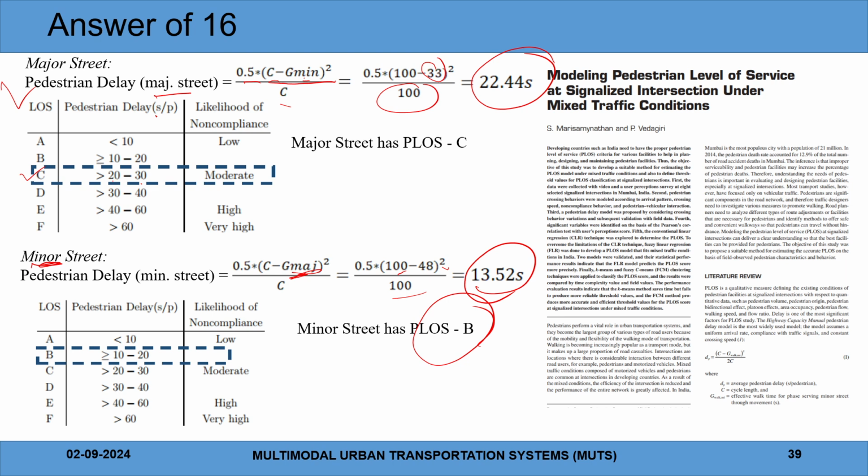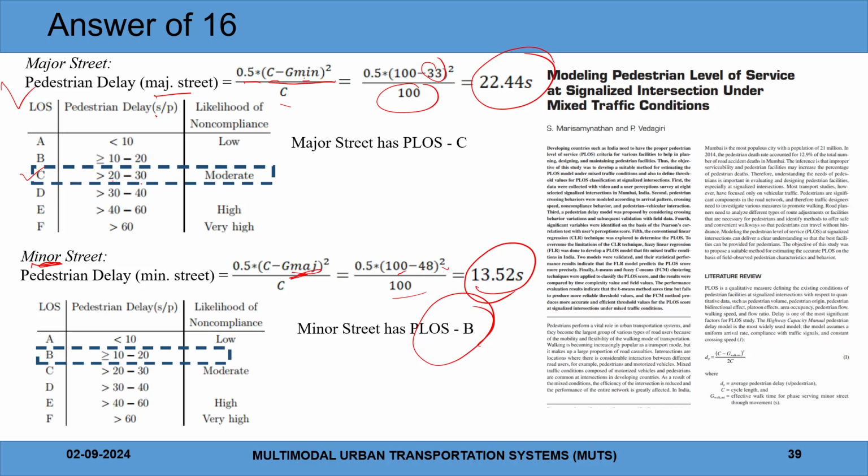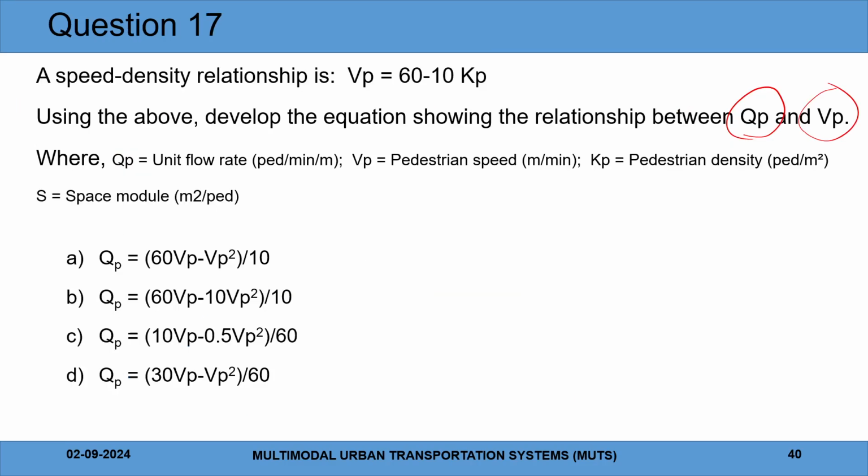This table will be provided. Yes, this will be provided. Wherever this kind of table is needed, it will be provided, and it is available in the Highway Capacity Manual 2000, and maybe even the later versions like 2010 also have the same table.